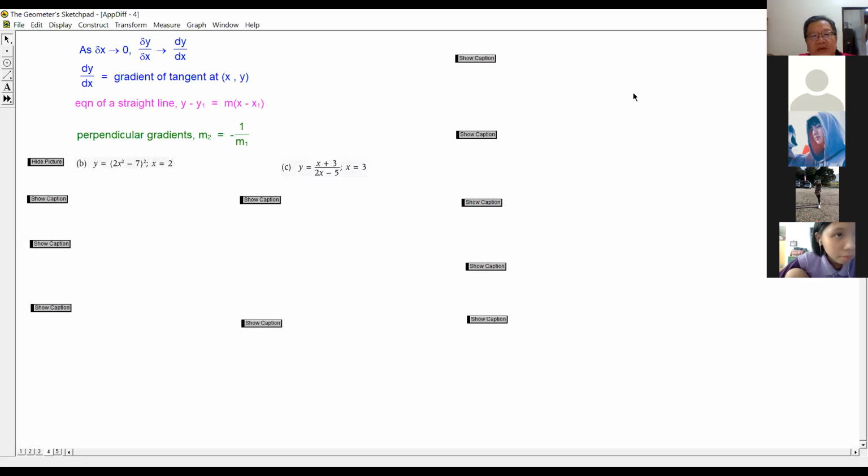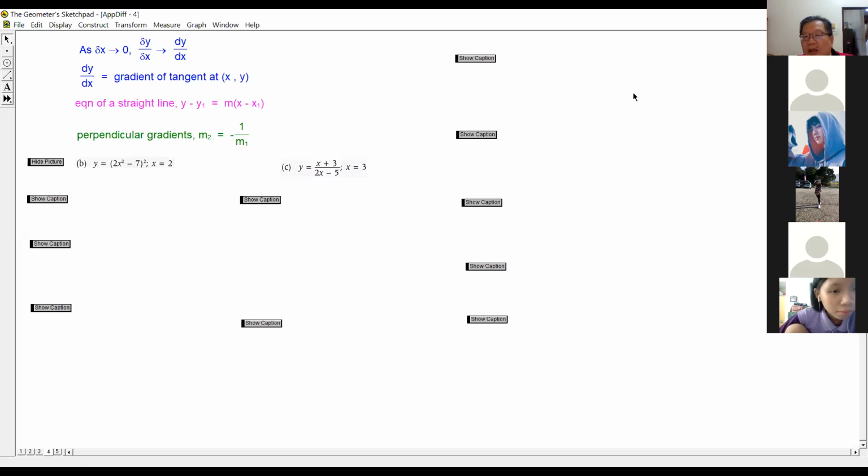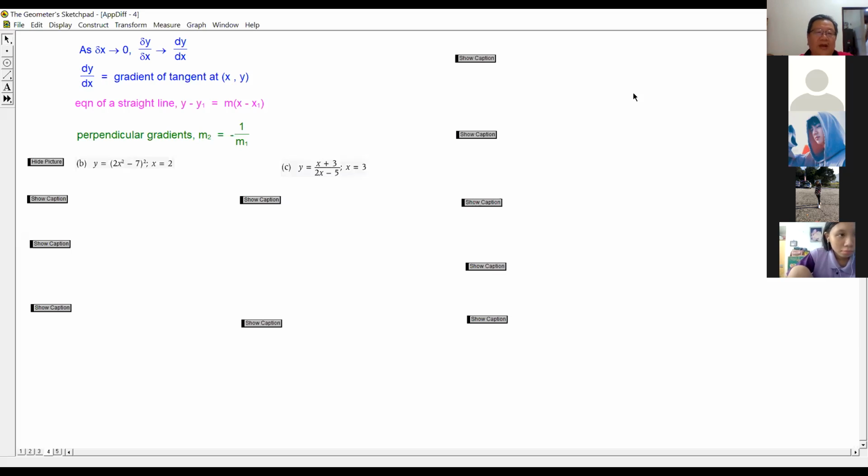So when you want to substitute into the equation of the straight line, can or cannot? Cannot, because you don't know the y coordinate. So you better start by finding the y coordinate because they just give you the x coordinate only. Can you see the problem or not? In this question, you are only given the curve and the x coordinate. So with the x coordinate alone, you cannot find the equation of the line. You need to know the y coordinate.